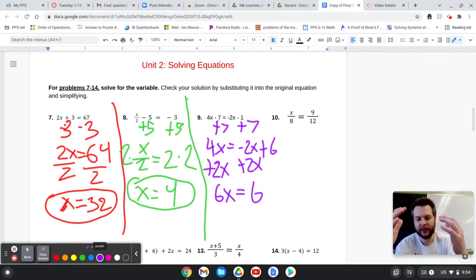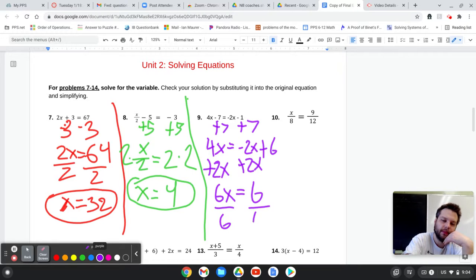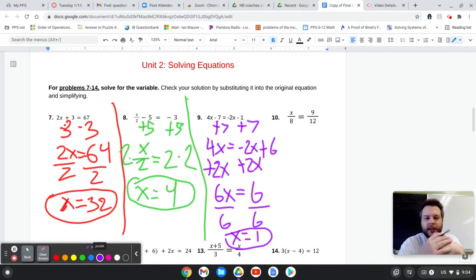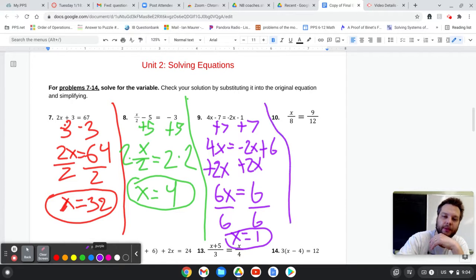Your goal is always to get your letters on one side, usually the left, although it doesn't really matter, and get your numbers on the other side. Because then you can divide by the coefficient, and you get x is equal to 1. X is equal to 1 is the correct answer, because 4 times 1 is 4, and 4 minus 7 is negative 3. If I try it on the left side, I get negative 2 times 1. Negative 2 minus 1 is negative 3.